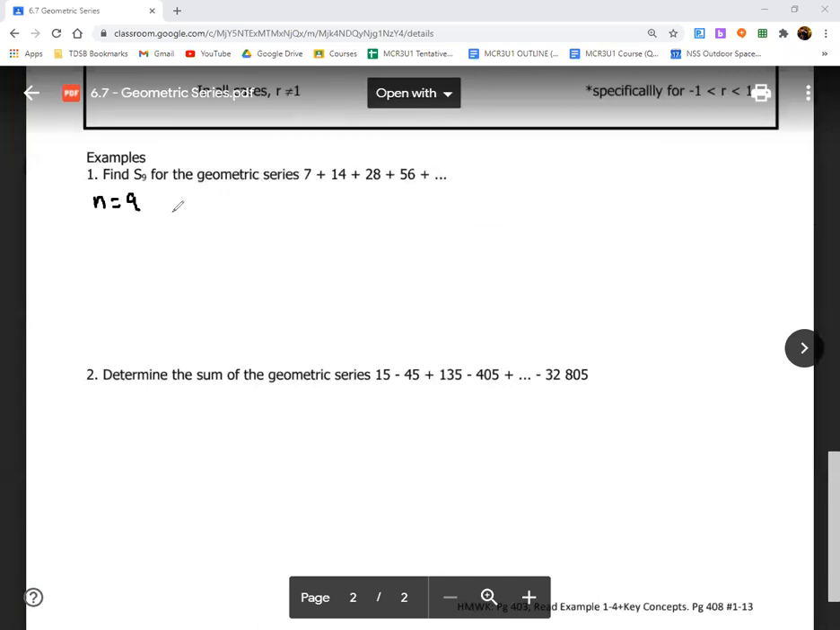So that's how you test it. Is it geometric? Do we have a ratio? 14 divided by the previous number is 2. Is it consistent if I choose another number? Yes, it is. So this is geometric.